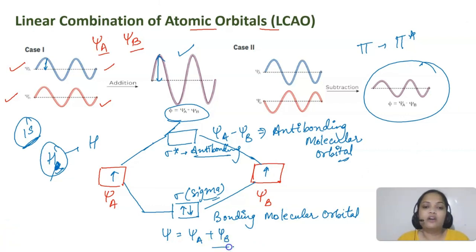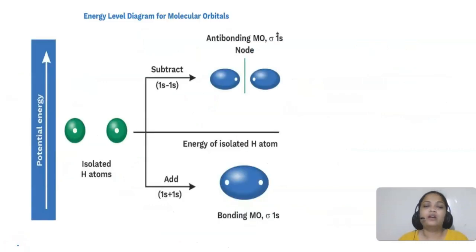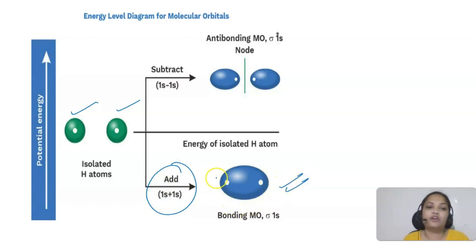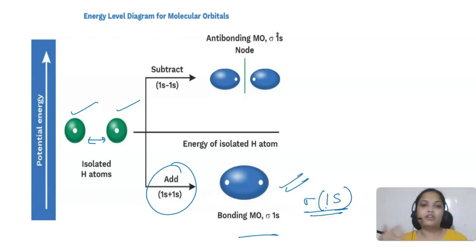Alright, so this is how the molecular orbitals are formed. You must understand the difference between bonding and anti-bonding molecular orbitals. Let's take some examples. If I am taking any two isolated hydrogen atoms like I told you, what will happen after the addition? How will the bonding orbital be formed? This will be the shape of the bonding orbital because it is formed by the addition. So this is your bonding molecular orbital, sigma 1s.